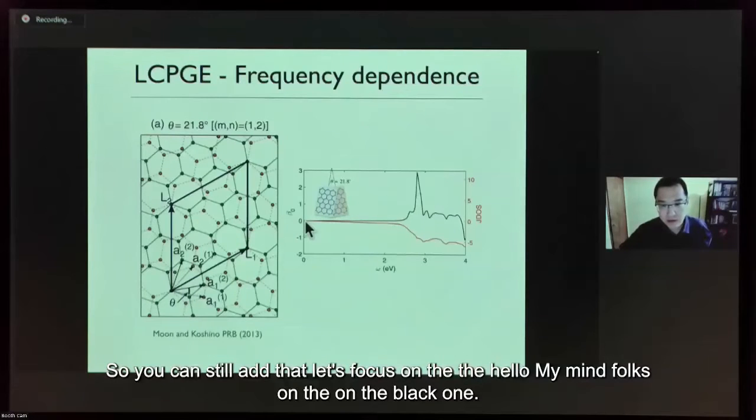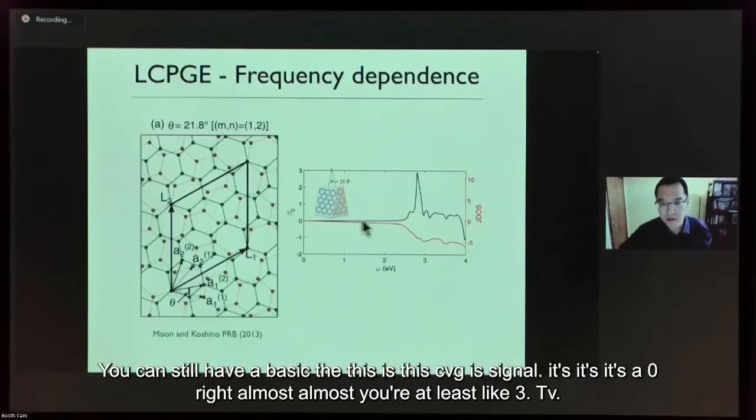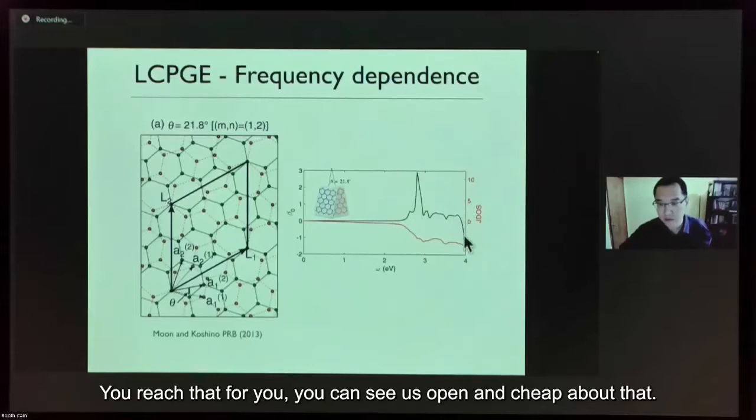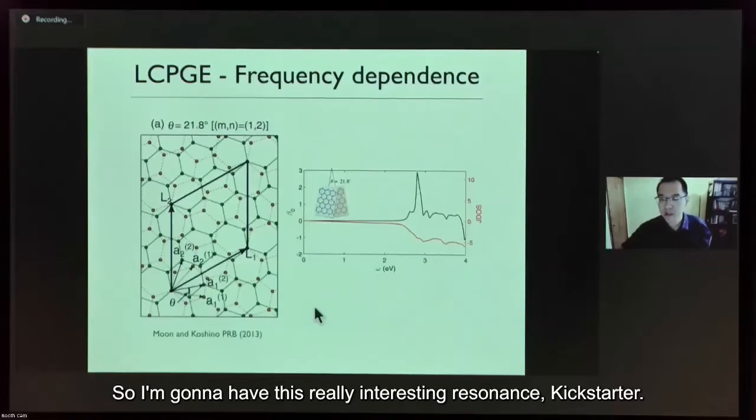You can see that this CPG signal is almost zero until you reach around 3 eV. Then you have a really huge peak, and then you go back to zero until you reach around 4 eV, where you can see a second peak develop. I should have drawn more, but the second peak will quickly die down and then go to zero. So it has this really interesting resonant peak structure. How do you understand that?